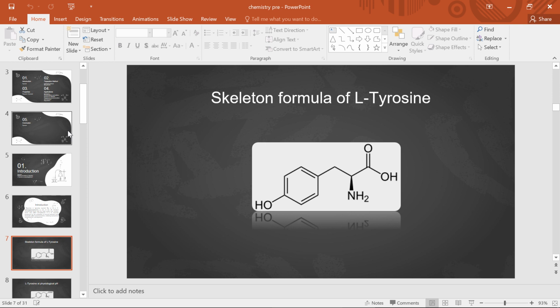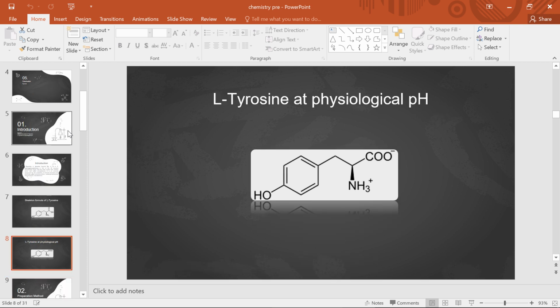Skeletal formula of L-tyrosine. As you can see, it has a benzene ring, and it has a hydroxy group attached to its 5 carbon, and then an amino group, and there is another hydroxy group and an oxygen having a double bond. And then the structure of tyrosine at physiological pH, in which the amino group gets a hydrogen from the carboxylic group when the bond breaks.